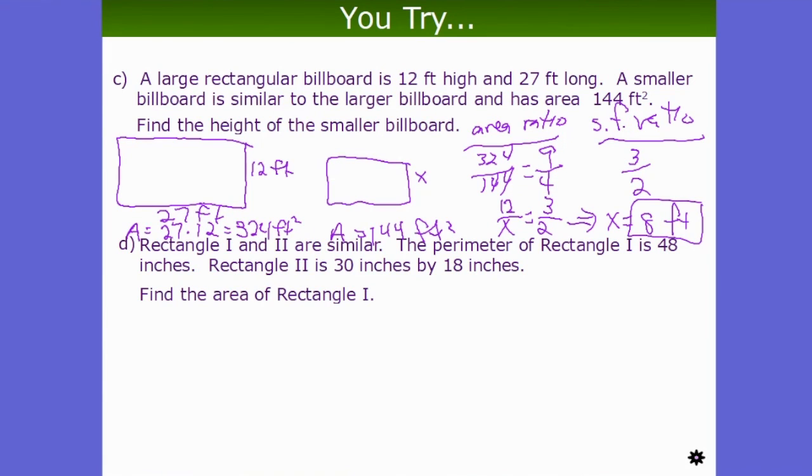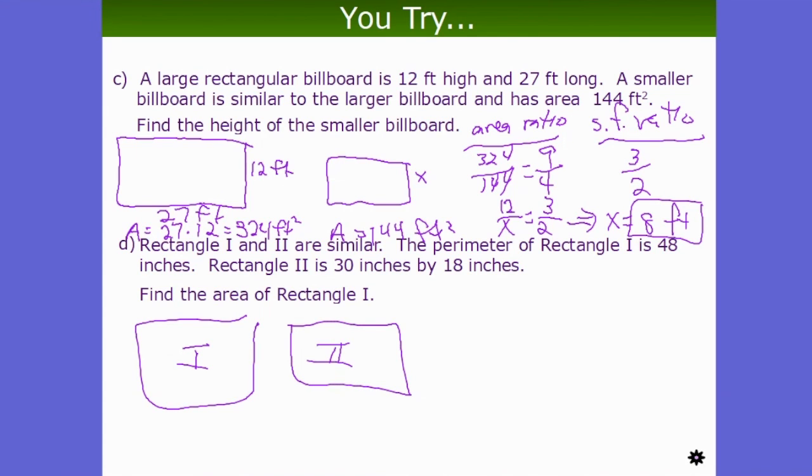And then the final example here is I've got two similar rectangles. There's rectangle 1, and then there's rectangle 2. The perimeter of this one, rectangle 1, is 48 inches. And rectangle 2 is 30 inches by 18 inches. Find the area of this one. This one's slightly different than the other ones.